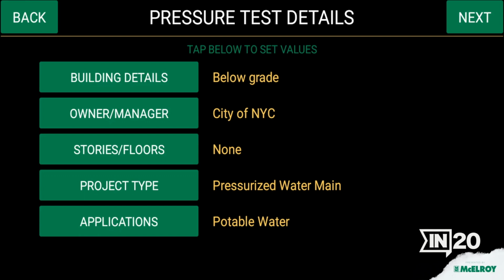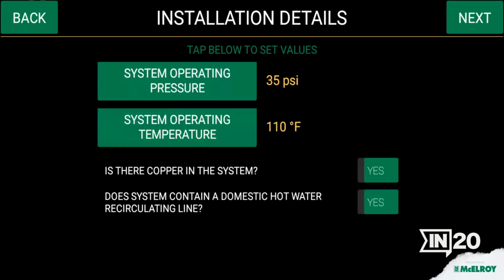You can enter whatever you need to enter to make it correct for the job that you're doing. Okay. Then we're going to talk about installation details. And on this screen, we're looking at entering system operating pressure and temperature. In some pressure test standards, those can decide how much pressure we need to run during our pressure test and for how long, and what we should see that might indicate a pass or a fail. So we need to be very specific about the information that's entered here.